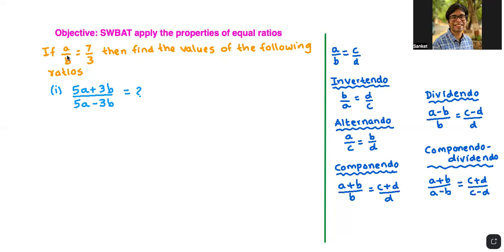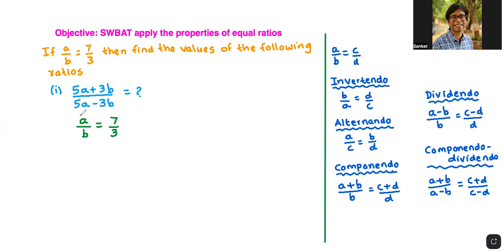Let's take an example. If A upon B is equal to 7 upon 3, then find the values of the following ratios. The first value that we need to find is of 5A plus 3B upon 5A minus 3B. I will always start with the ratio that is given to me. These are equal ratios, A upon B equal to 7 upon 3. That means the left hand side and right hand side are equal.